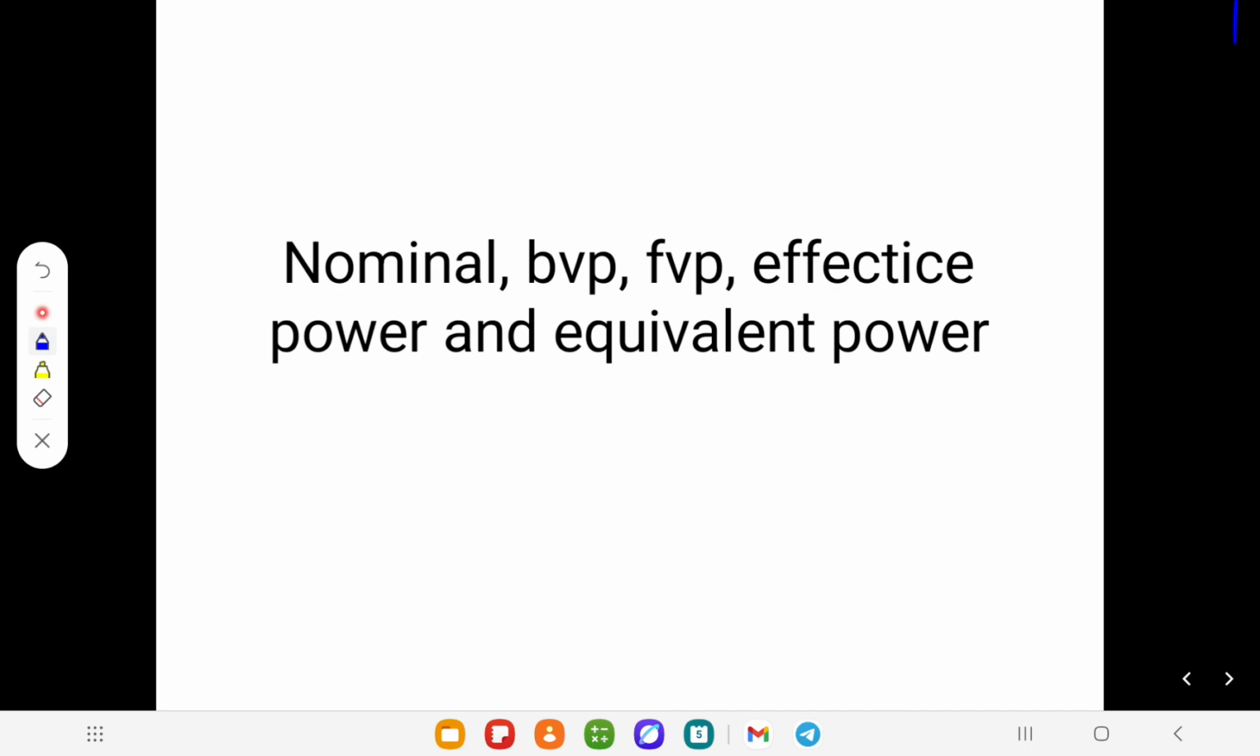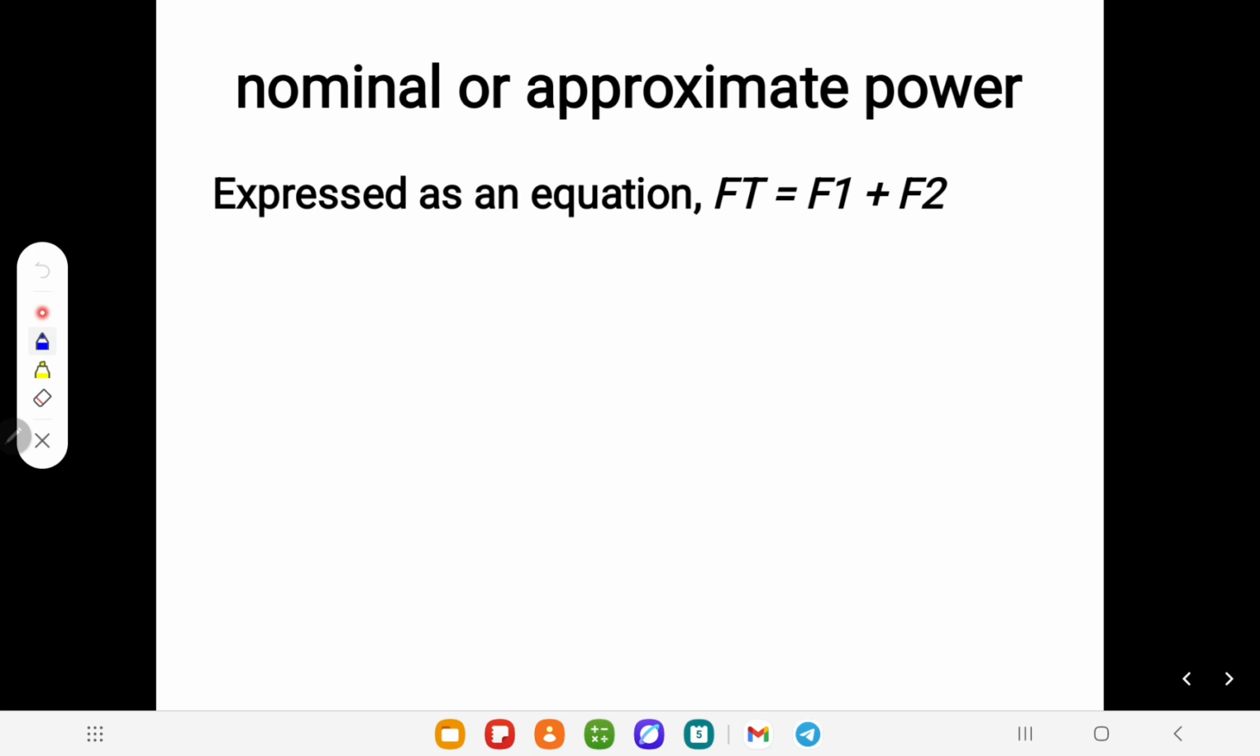So all the forms of power we are going to talk about: nominal power or approximate power, front vertex power, effectivity of the lens, and equivalent power, and what the differences between them are. Okay, let's move. Nominal power or approximate power is simple.